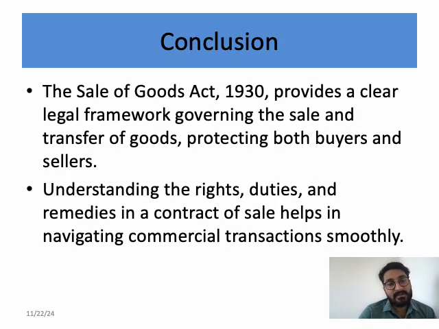Then we have the conclusion. The Sale of Goods Act 1930 provides a clear legal framework governing the sale and transfer of goods, protecting both buyers and sellers. Here, the sale is not just restricted to the rights of the buyer or seller. It talks about the rights of both parties. If any of the parties disagree, they can approach the court of law under this particular procedure, and all the definitions have already been made clear. The parties can proceed while interpreting those conditions according to their cases.